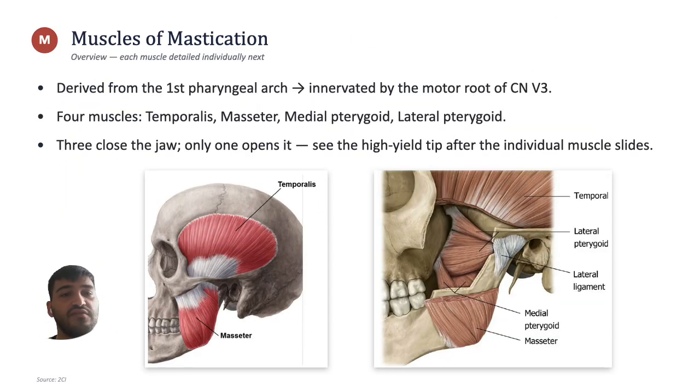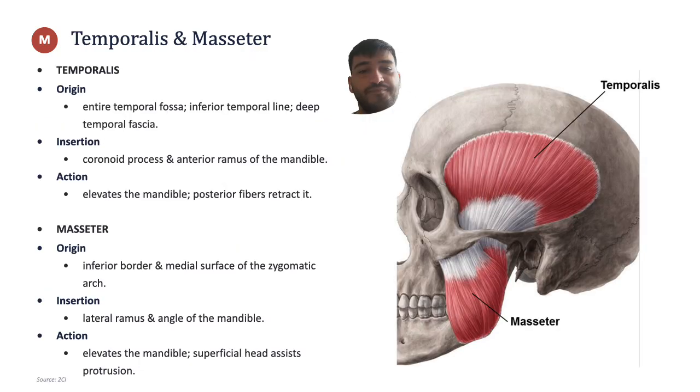So let's talk about the muscles of mastication. They're derived from the first pharyngeal arch. They're innervated by the motor root of V3. And the four muscles again are temporalis, masseter, medial pterygoid, and lateral pterygoid. And as we know, three close the jaw and only one opens it. And as we all know, the one that we focus on is the lateral pterygoid. So let's go through the origin, insertion, and action of each one.